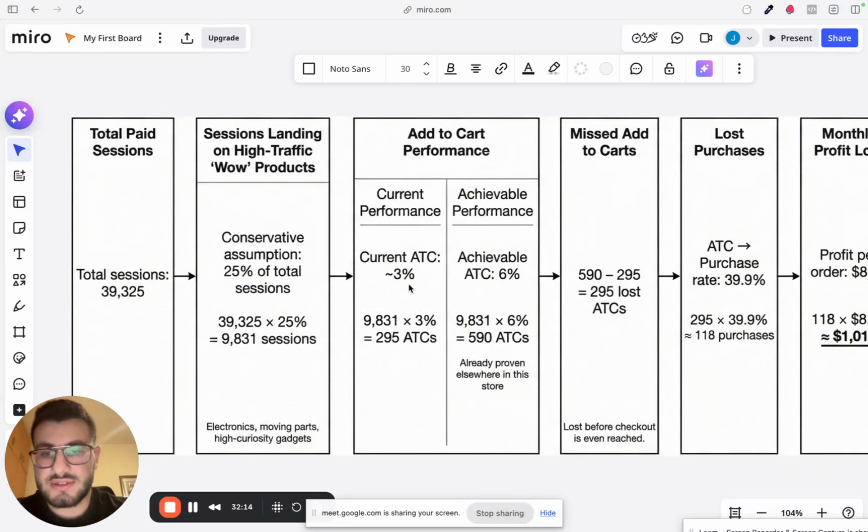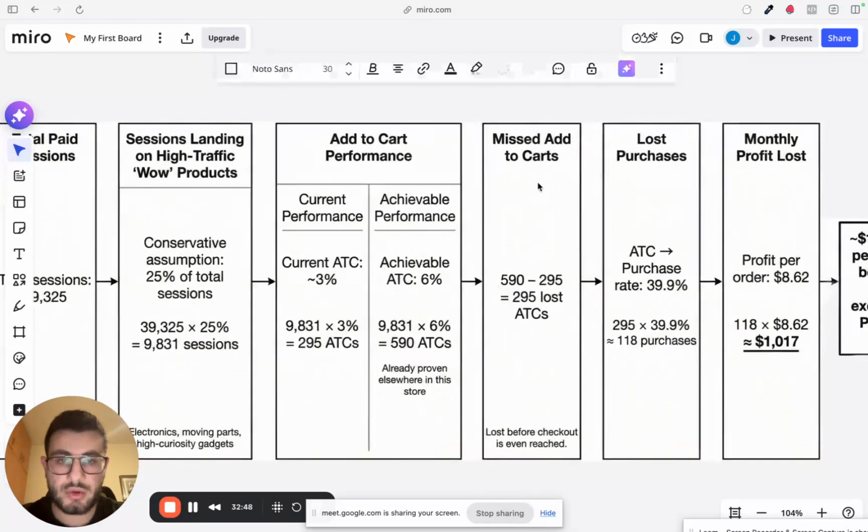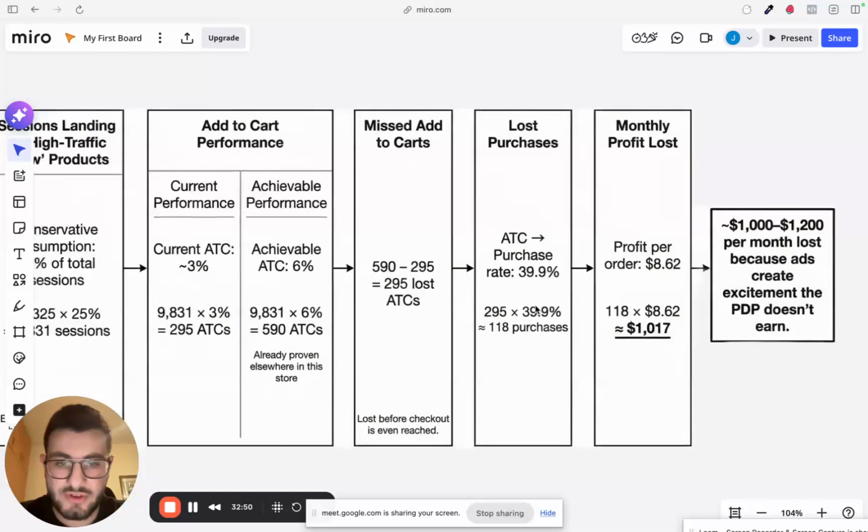Now, these products have an average add to cart rate of 3%, which means you're getting a total of 395 add to carts from these products. Your achievable ATC from these wow products, if you improve them or move to better products, is approximately 6%. So we get double the add to carts. This is already proven elsewhere in the store and other SKUs. Now, your missed add to carts are 295.